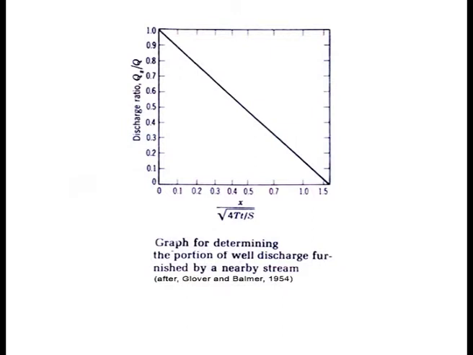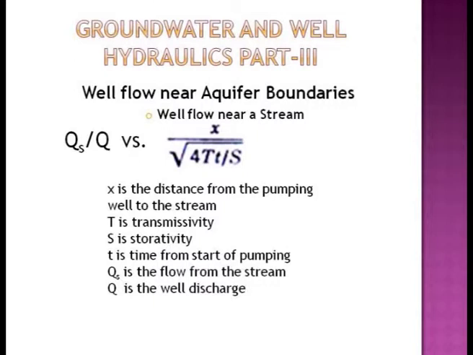You can see the figure. In this figure, on the y-axis, the ratio Qs upon Q is plotted. On the x-axis, x upon under root T t upon S, capital S, is plotted, and there is a straight line. So if you know the distance, x upon under root Tt upon S, here x is the distance between the pumping well and the stream. T is the transmissibility, S is the storativity, and small t is the time since pumping began.